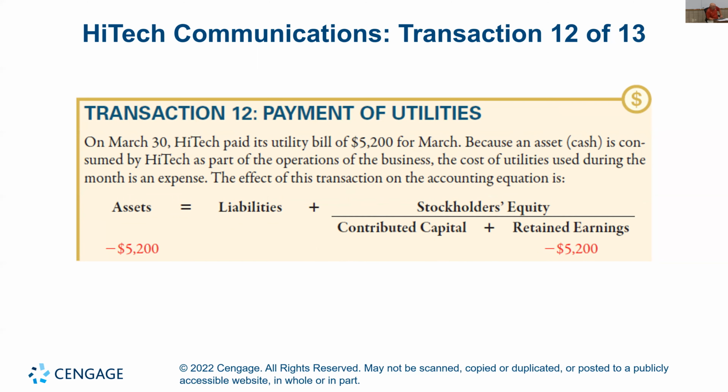Transaction 12, our payment of utilities. So we got a bill in for $5,200. It says we're going to pay that, the utilities, that is the normal cost of doing business again. That becomes an expense. Okay, an expense affects income, which again is in retained earnings. So our stockholders' equity is going down by $5,200, and we paid cash out. So our cash is going down by $5,200, and we stay in balance here.